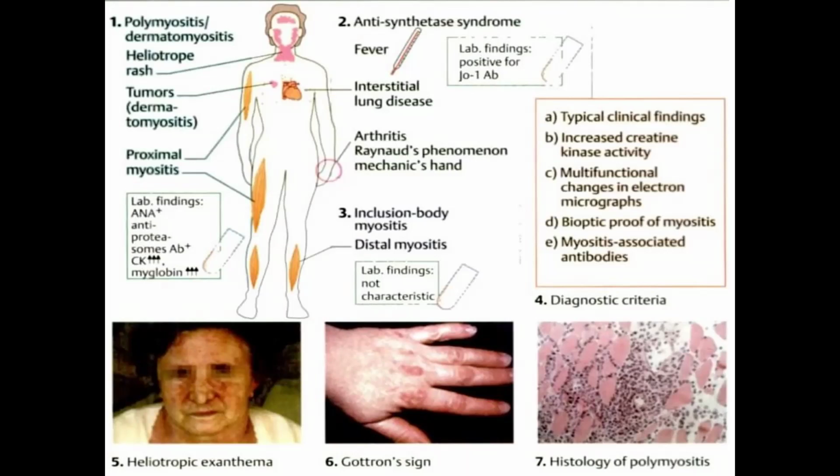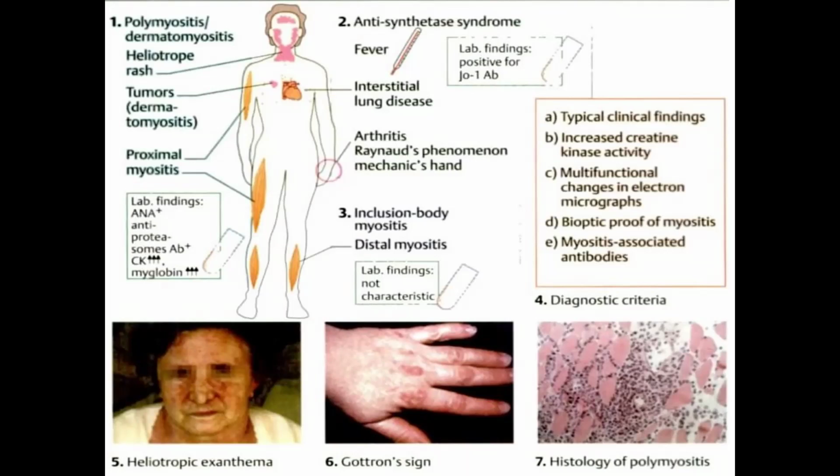There's a related syndrome called anti-synthetase syndrome, characterized by fever, positive for Jo-1 antibody, interstitial lung disease, arthritis, Raynaud phenomenon, mechanic hands, and another disease called inclusion body myositis. Okay, it's characterized by distal myositis.